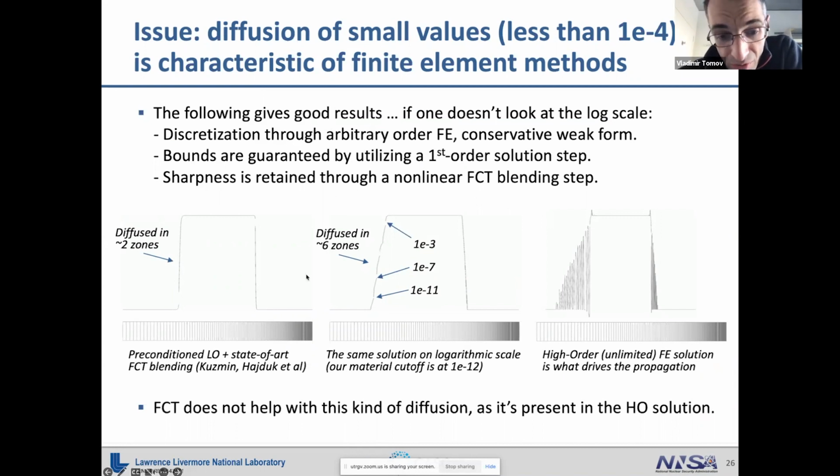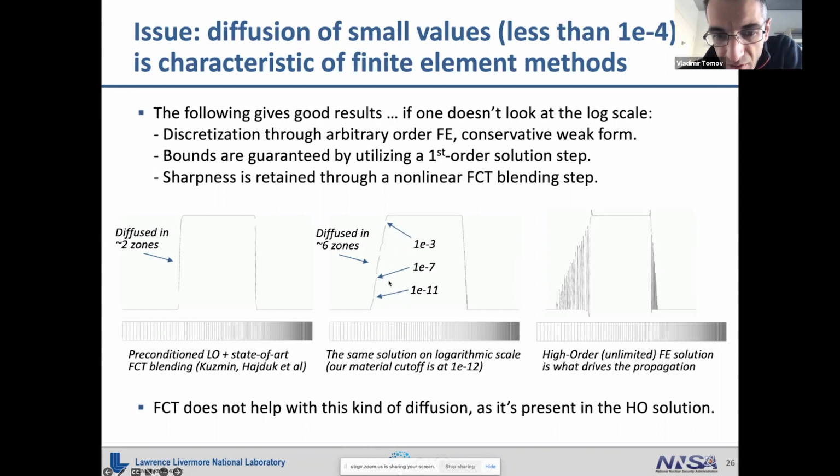Now, when you turn on the log scale for the same result, you just turn on log scale, and you see this. It's not diffused in 2 zones, actually. It's diffused in many zones. You just don't see it on this plot because you don't have the log scale. But here you see this diffusion of the small values.